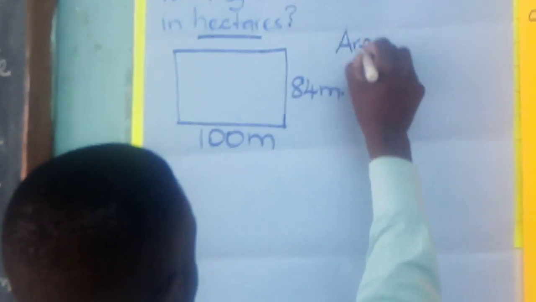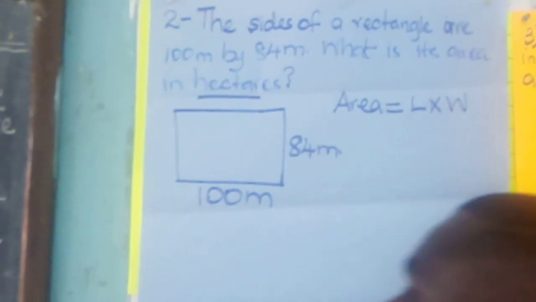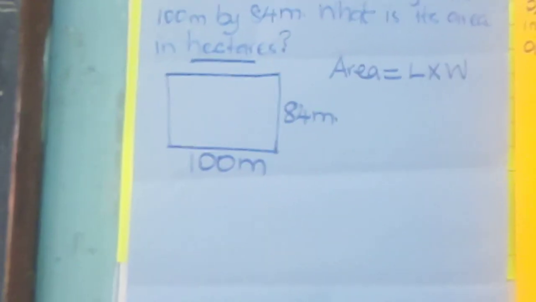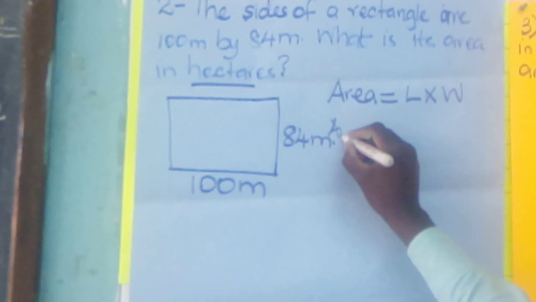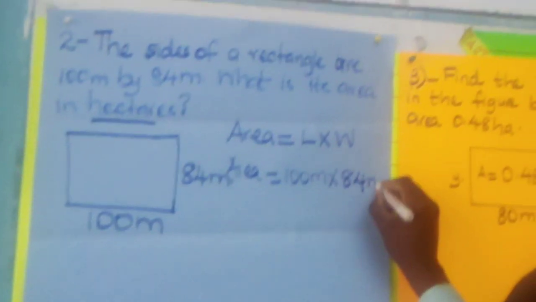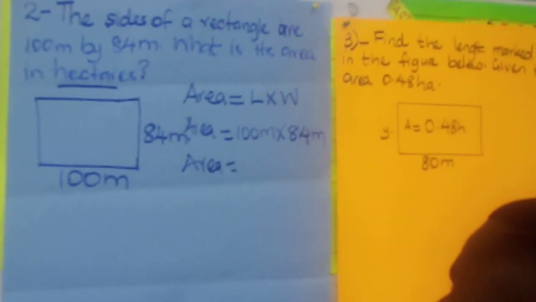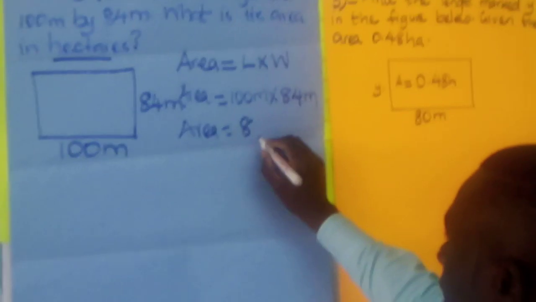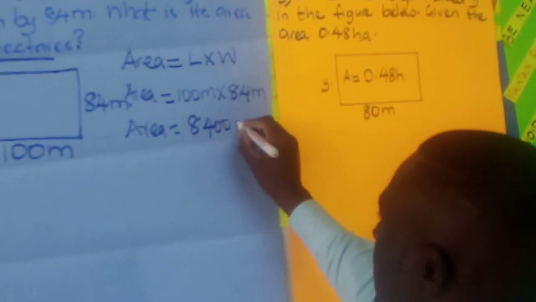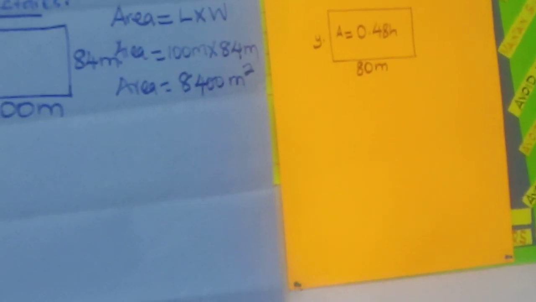Area of a rectangle is denoted by length times width. And so here area will be the length of 100 meters multiplied by the width of 84 meters. And so the area would be 8,400 square meters. Remember that's step 1. Step 2, we convert.